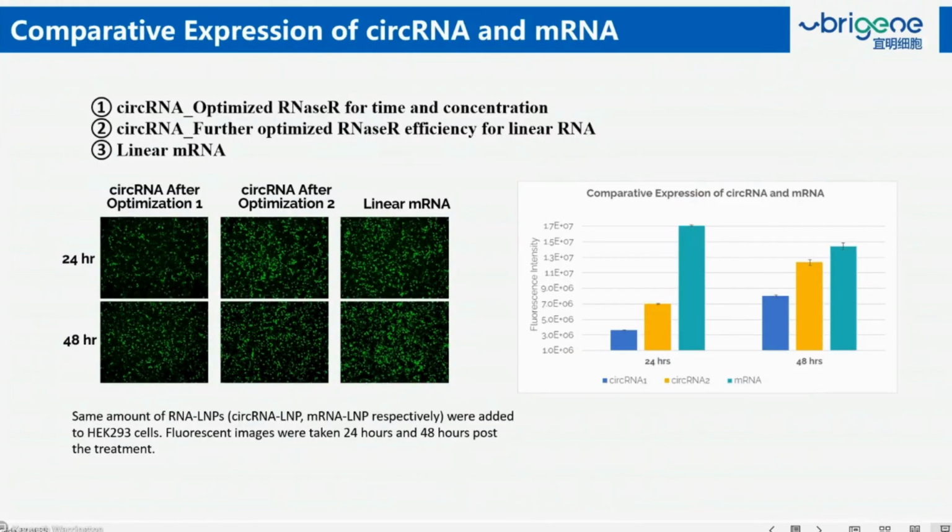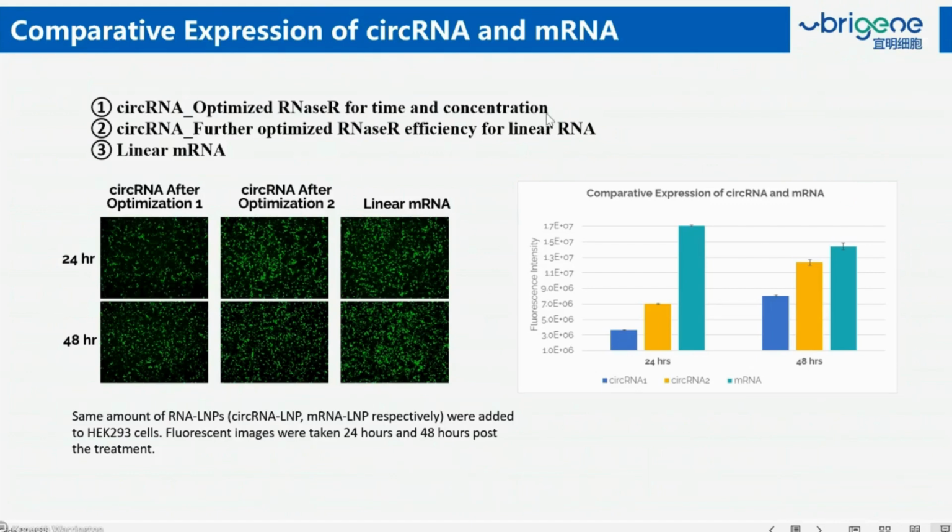Comparing similarly, looking at circular RNA versus mRNA. In this case, we have the same amount of RNA LNPs, for both of these RNA forms, and these were added to 293 cells in these images, and fluorescent images again were taken 24, and in this case 48 hours post delivery of the LNP, and you can see that there's a comparative expression in the right panel.